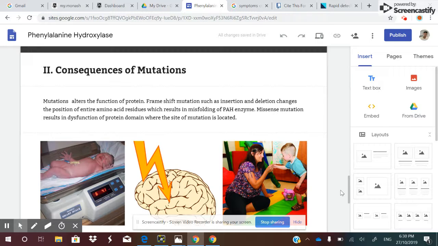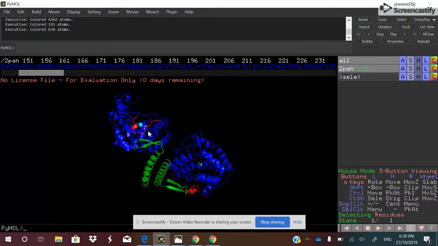Now, moving on to consequences of mutation. As I have talked about earlier, mutation in any of these protein domains alters the structure of the protein domain, and if it alters the structure of either one of its domains, the domain fails to perform its function, which results in the protein being not functional.